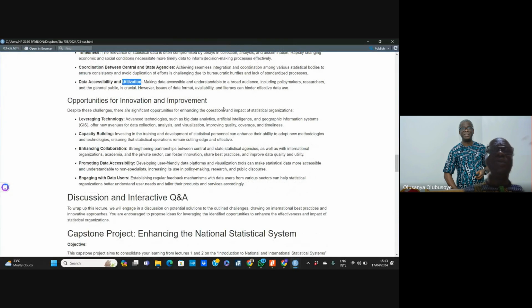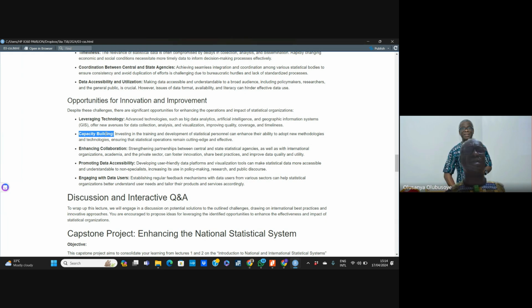What opportunities? Because where you have challenges, there is opportunity for innovation and improvement. This is where we need to leverage technology. We must now begin to use advanced technologies. We must also get used to big data analytics, artificial intelligence, geographic information systems, and so many other new techniques that will help us to collect, analyze, visualize, and improve quality. Again, we need to invest in capacity building. We need to train people, make them well informed.